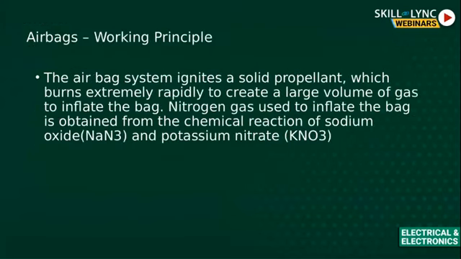So let us look at how this airbag works. The working principle of the airbag: when the crash sensor detects the accident, the airbag system ignites a solid propellant which burns extremely rapidly to create a large volume of gas to inflate the bag. The nitrogen gas used to inflate the bag is obtained from a chemical reaction of sodium oxide and potassium nitrate. So these two react with each other when an accident happens, and that leads to the deployment of an airbag. So with this slide, we complete the passive safety system.